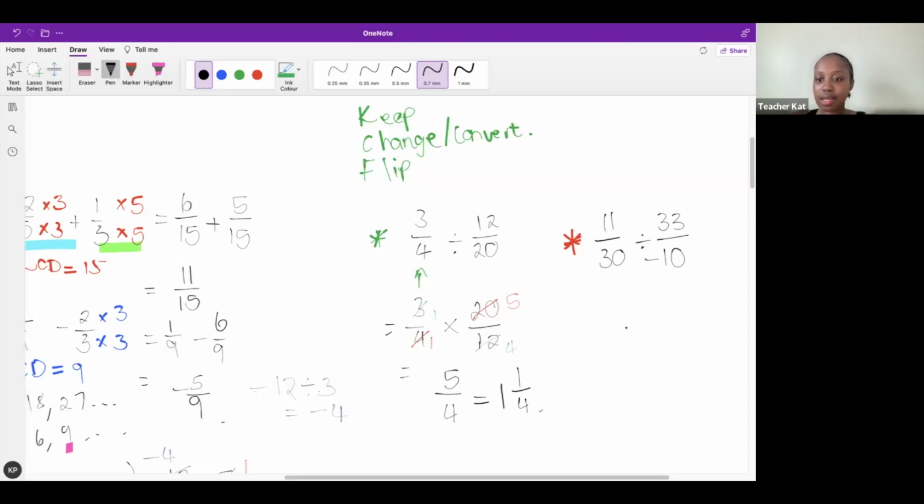We're keeping the same fraction the same, so it's still 11 over 30. We are changing our divide to a multiplication, and we are flipping the last fraction, so it becomes negative 10 over 33. Are there common factors between 33 and 11?